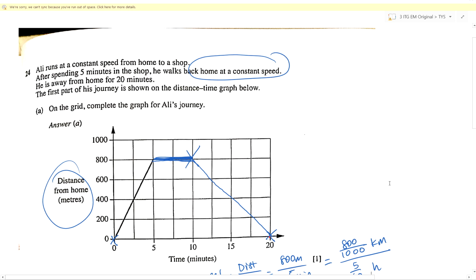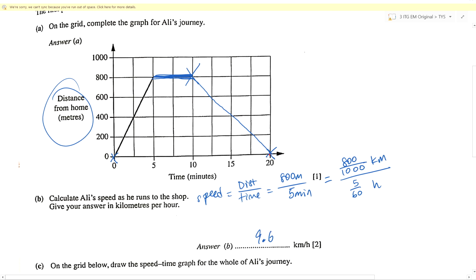Paper 1, question 24. 9.6 kilometers per hour.